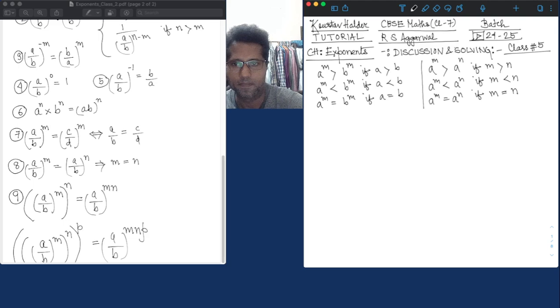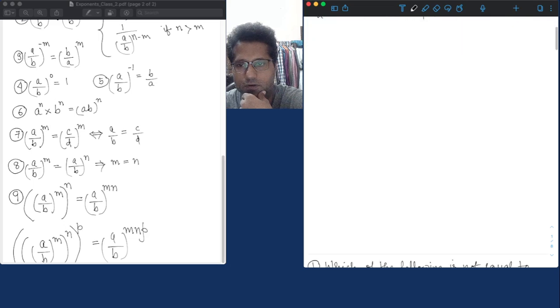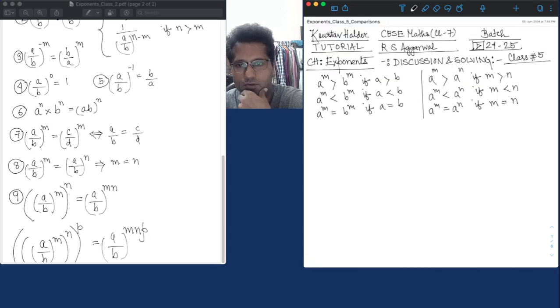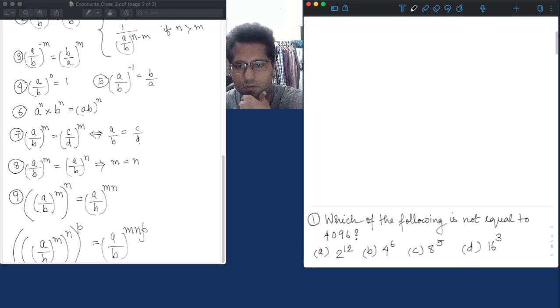Okay, so let's solve a few problems based on this. Now over here the numbers a and b are of course non-zero numbers, and they can be an integer or a rational number. But m and n are integers. Now let's try to solve using this concept. You can take a screenshot if you wish for reference. Let's try to solve a few problems.